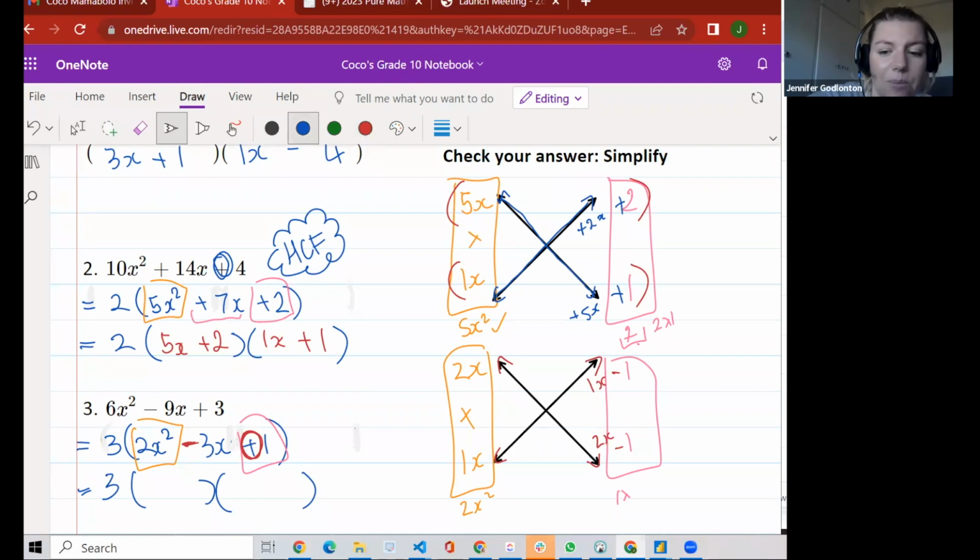And so we're going to land up with 3, open brackets, 2x minus 1, and then in our next bracket, x minus 1, or 1x minus 1. So these ones are going to be negatives and not positives because we need this to be negative 3x, not positive 3x.